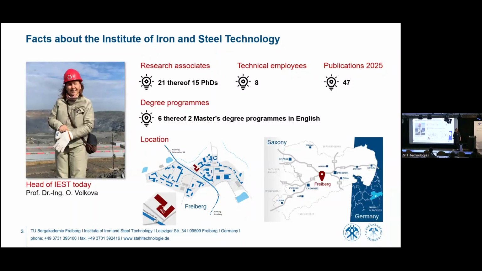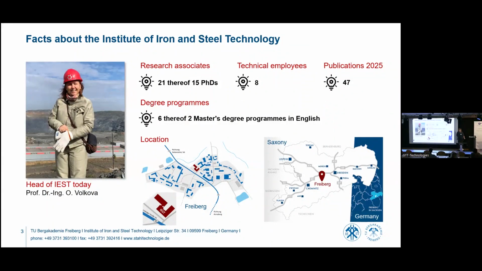We are in the east part of Germany, near to Poland, near to Czech Republic. We have only one professor at my institute, only me, and we have now 21 researchers, with 15 PhD students. I have good PhD students, and in the year 2025, my 15 PhD students published 47 Scopus publications.